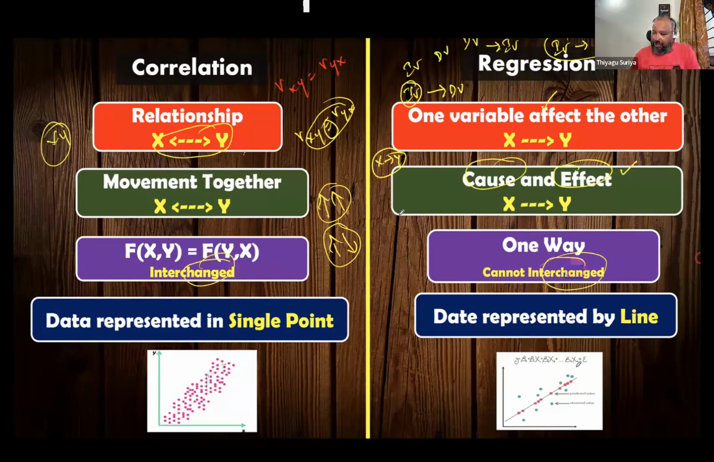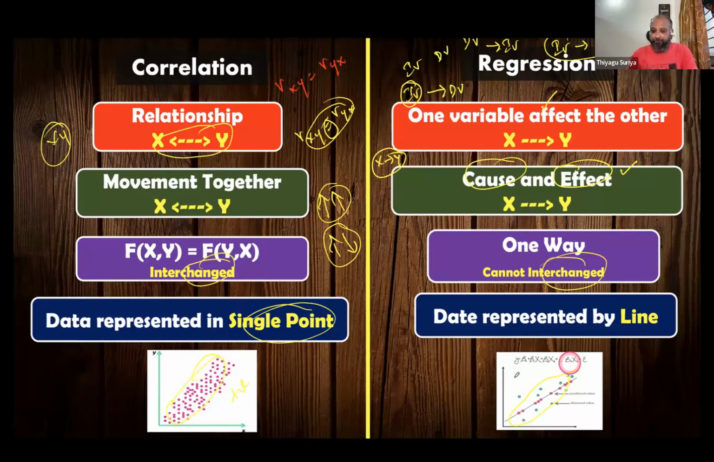But in the case of regression, we are going to find the equation, the straight line equation. So regression helps to create a regression equation. In correlation, we cannot prepare any kind of equation. Correlation is talking only about the strength as well as the direction. But in the case of regression, we can find two things.